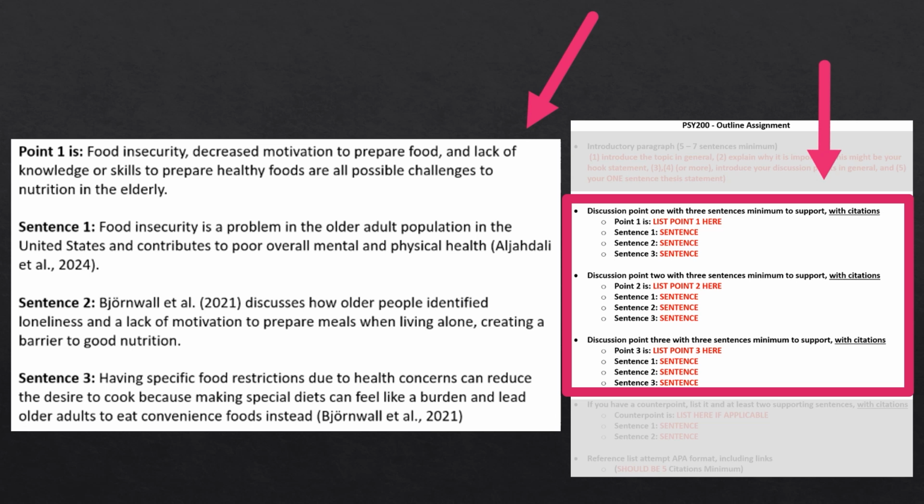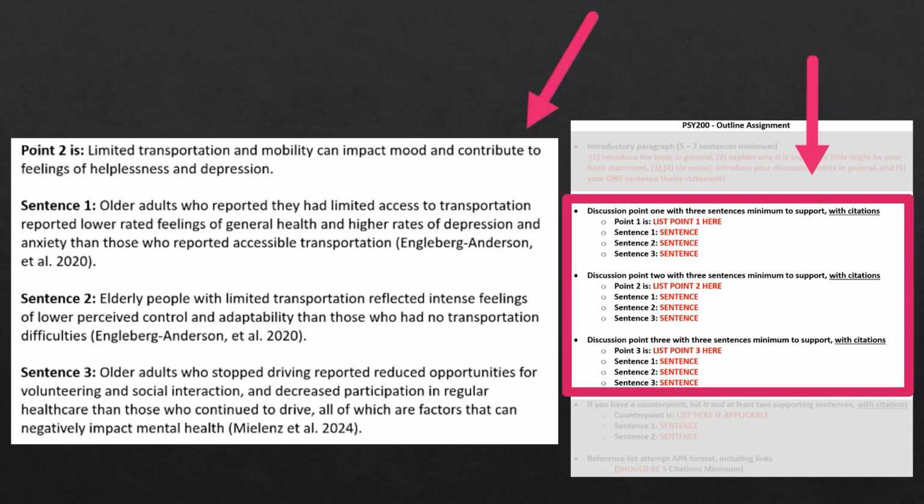My second discussion point is limited transportation and mobility can impact mood and contribute to feelings of helplessness and depression. And the 3 pieces of evidence that I'm going to build off of in this section of the paper will be my first one, older adults who reported they had limited access to transportation reported lower rated feelings of general health and higher rates of depression and anxiety than those who reported accessible transportation. That's laying out an important piece, right? It's saying that the elderly people who took part in this survey or this study said that limited transportation was a huge deal, right? It really impacted them.